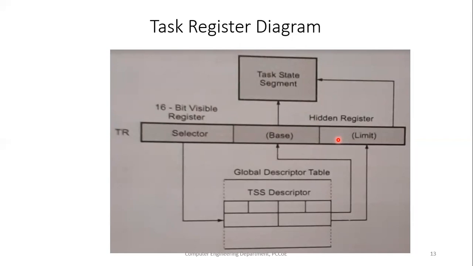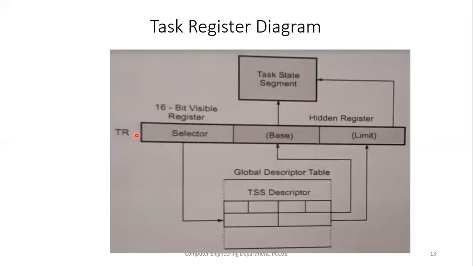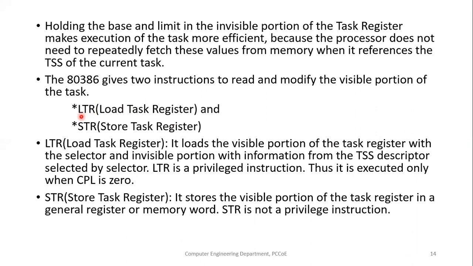Okay, so for this, the 80386, that is our microprocessor, gives us two instructions to read and modify the visible portion of the task register. We want to read and modify this visible portion. So what are those two instructions given by the microprocessor? They are LTR, load the task register, and STR, store the task register. First you have to load it and then you have to store it. What are LTR and STR doing? LTR loads the visible portion of the task register with the selector and the invisible portion with information from the TSS descriptor selected by your selector.